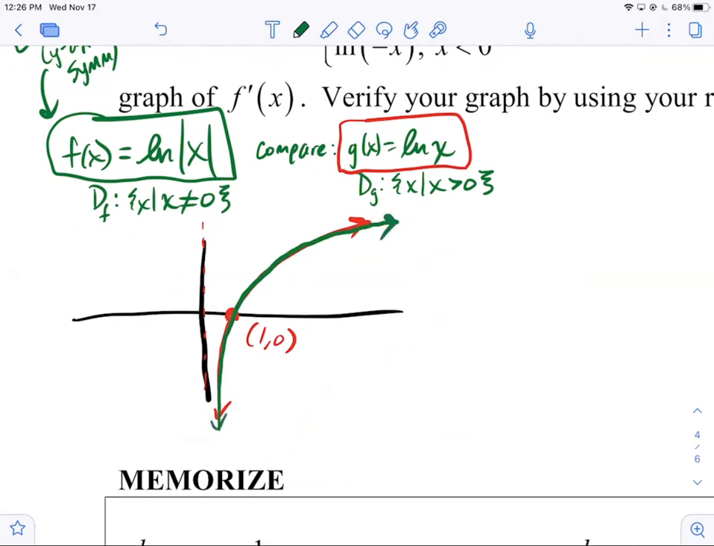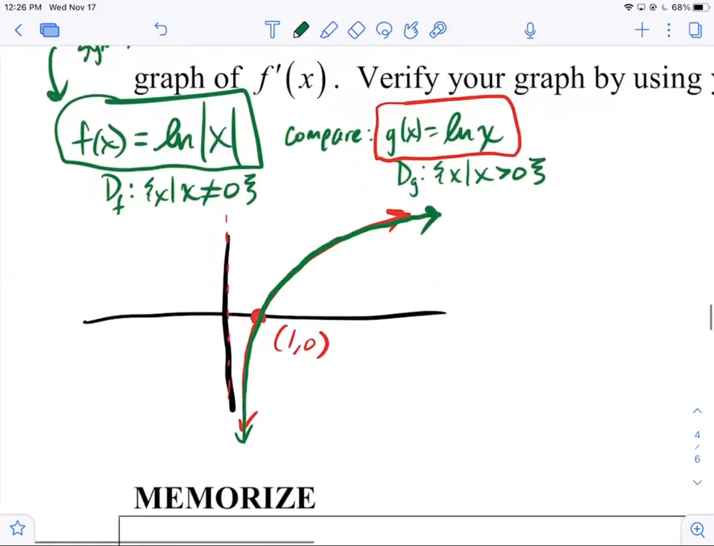But what's it going to look like in negative land? Well, if you want to try out a few points, let's just try the natural log of the absolute value of -1. So right here at -1, well, that's going to be the natural log of 1. And of course, that's 0. So -1 and +1 have the same value, right? -2 and 2 are going to have the same value. Of course, it's going to have y-axis symmetry.